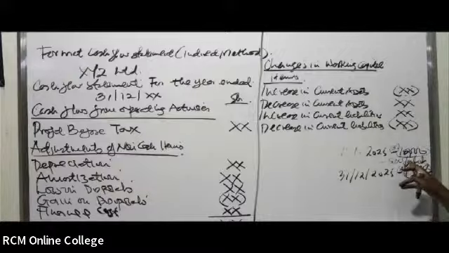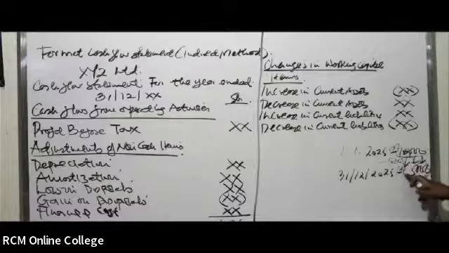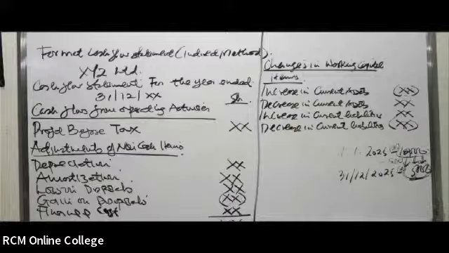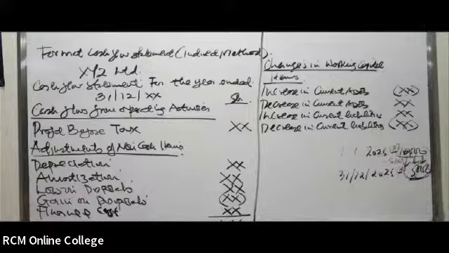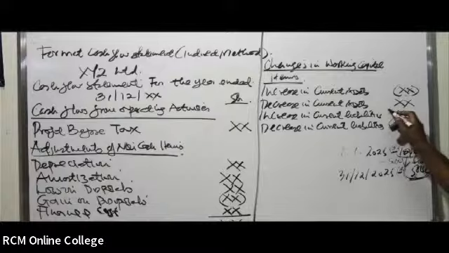Then if you open with 10 and by the end of the day you have 5, it means you must have sold some. So you must have received some money. And therefore in this case, you add, it is an inflow.